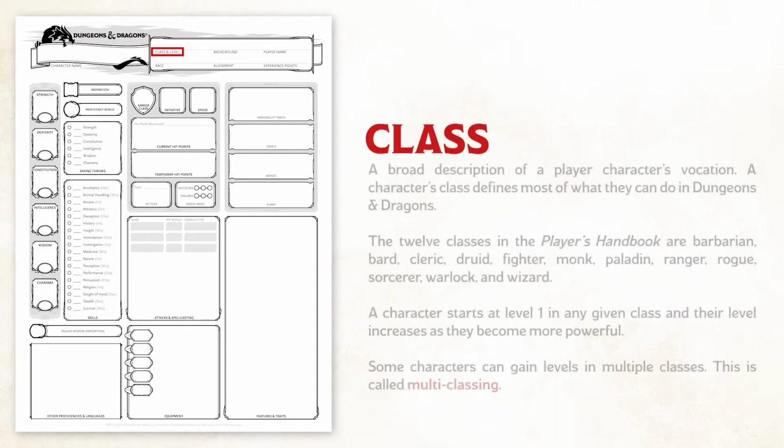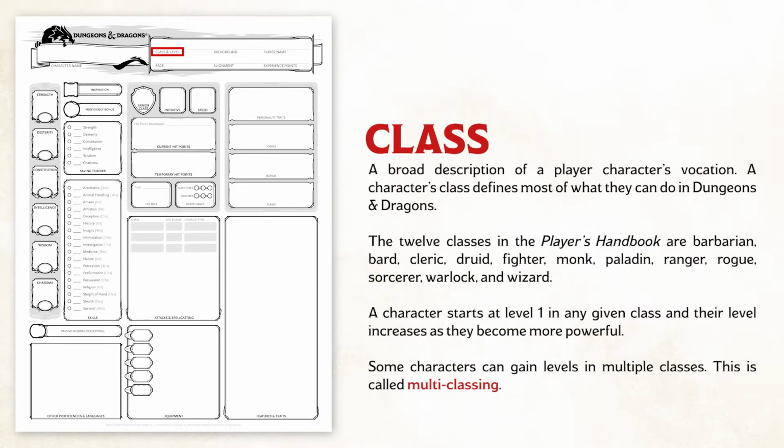Class. A broad description of a player character's vocation. A character's class defines most of what they can do in Dungeons & Dragons. The 12 classes in the player's handbook are Barbarian, Bard, Cleric, Druid, Fighter, Monk, Paladin, Ranger, Rogue, Sorcerer, Warlock, and Wizard. A character starts at level 1 in any given class, and their level increases as they become more powerful. Some characters can gain levels in multiple classes. This is called multiclassing.